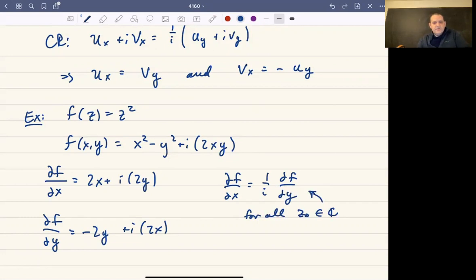So that tells you that f of z equals z squared is differentiable everywhere, since this equation is true everywhere. So that's the Cauchy-Riemann equation.